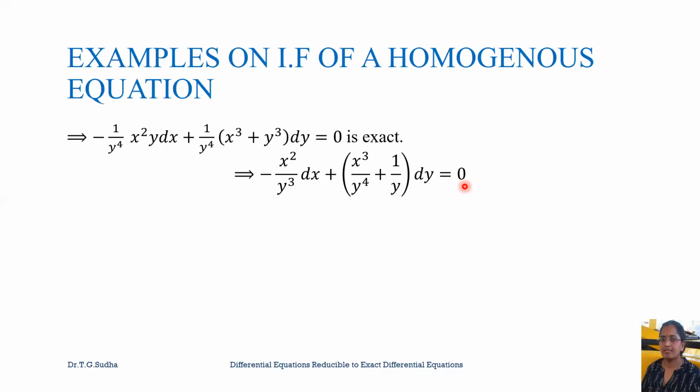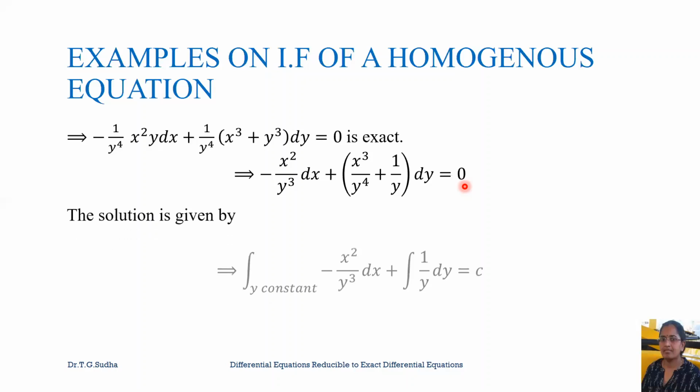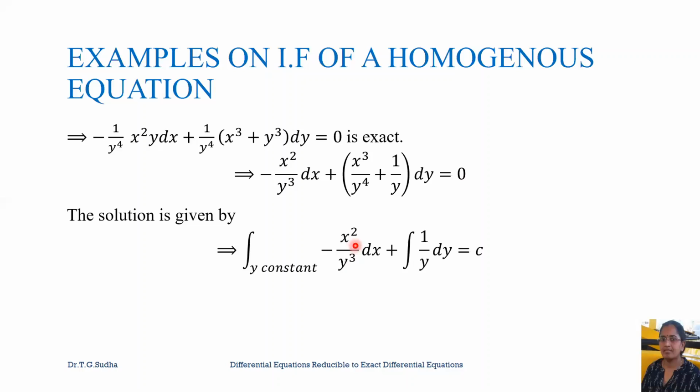Since it is an exact differential equation, the solution is given by the integral of minus x square by y cube, that is the coefficient of dx here, keeping y constant, plus the integral of those terms which are independent of x. The first term contains x, so we neglect that term. The second term is 1 by y, which is independent of x, so consider the integral of 1 by y dy equal to c, where c is the constant of integration.